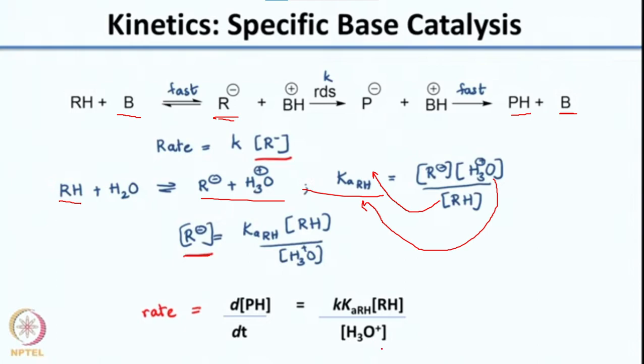So the rate depends on this H3O plus also. So in specific base catalysis, what you have observed is that the H3O plus concentration is in the denominator. That means an increase in concentration of H3O plus will decrease the rate of reaction. While in the case of specific acid catalysis, it was in the numerator. Numerator means it was directly proportional to the rate of the reaction.